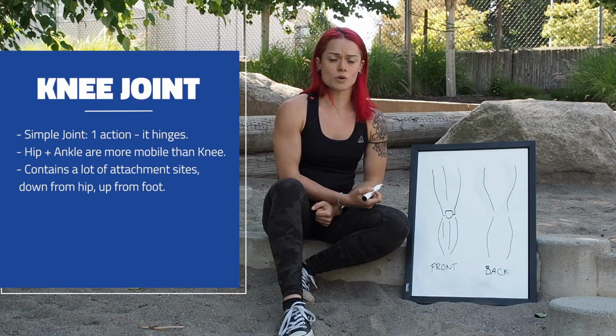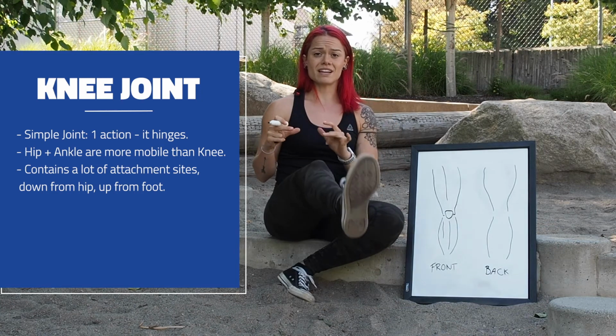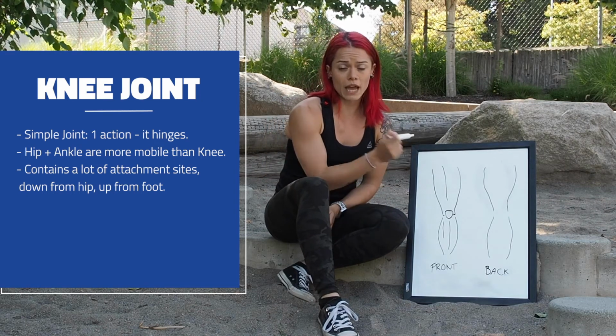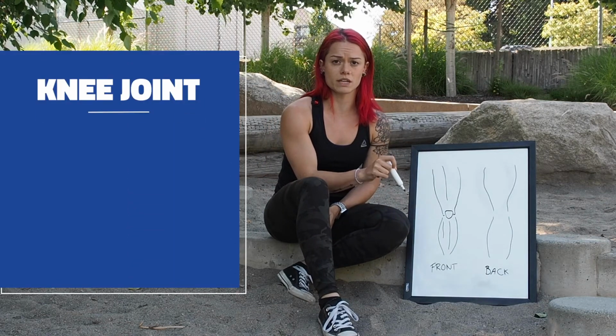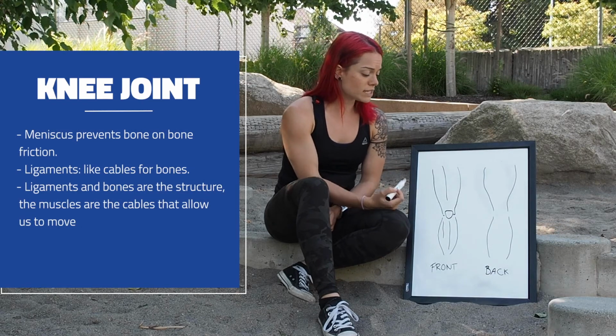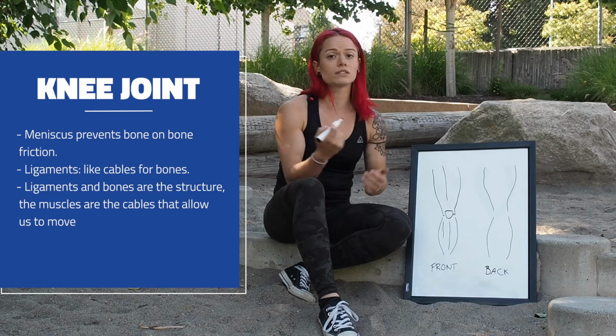Because this is a hinge joint and all it does is bend and extend with very little rotational movement, we usually look above and below for problems that are going on with the knee, not usually directly at the knee unless we've had damage. In addition to these structures, we also have what's called ligaments.